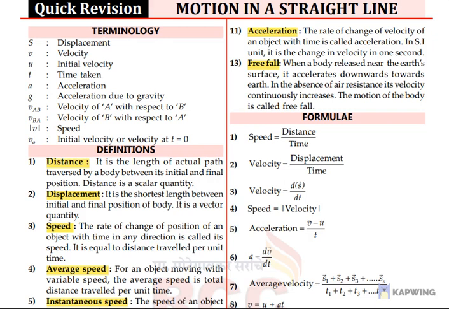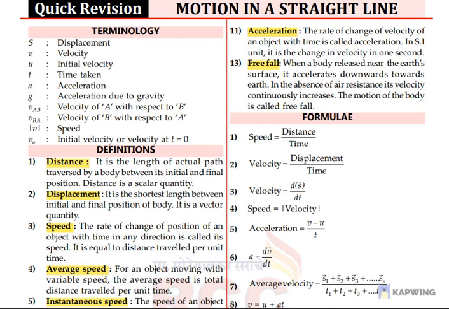First, let's see the terminologies. S represents displacement. V represents velocity. U represents initial velocity. T represents time taken. Small a represents acceleration.